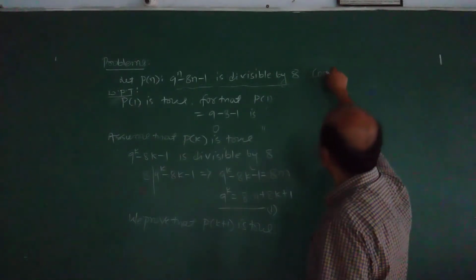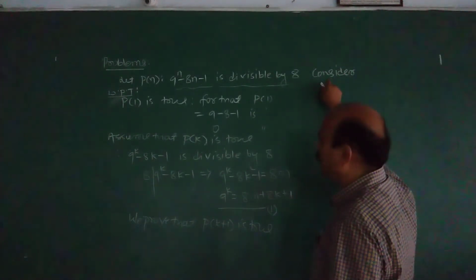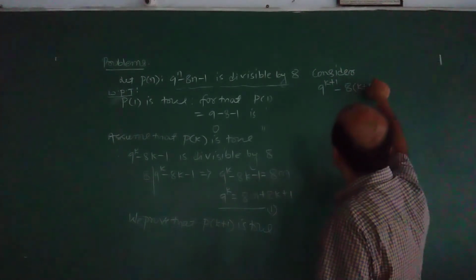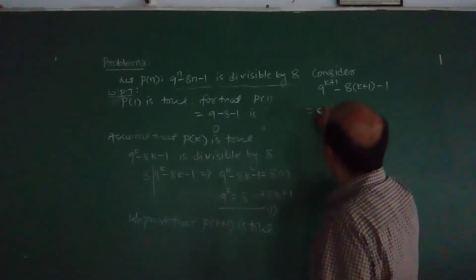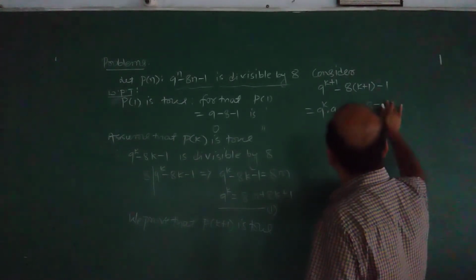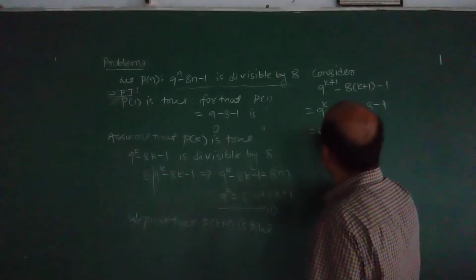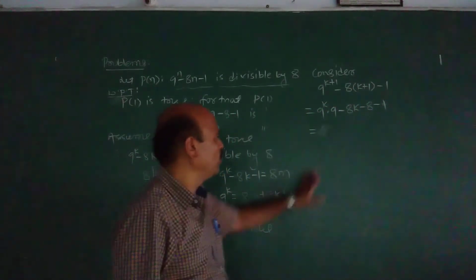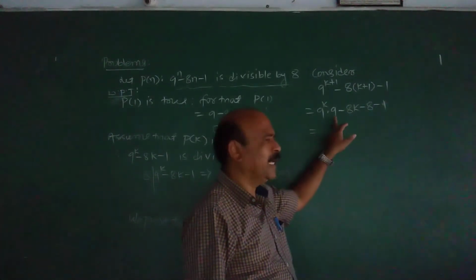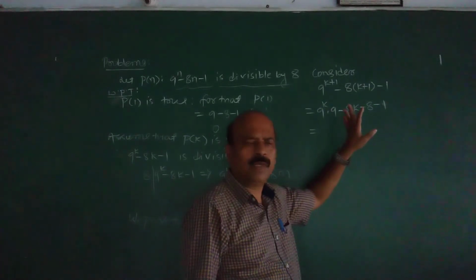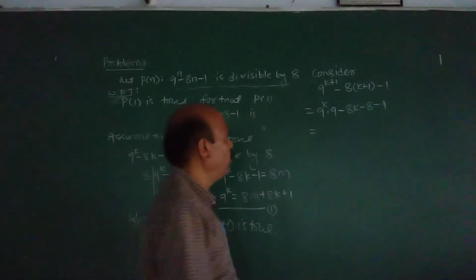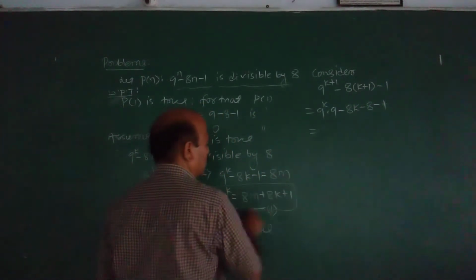So we consider 9 raised to k plus 1 minus 8 into k plus 1 minus 1. It is 9 raised to k into 9 minus 8k minus 8 minus 1. Next step important. What do you have to prove? This is divisible by 8, or it is 8 into some integer. That you have to prove. By the definition of divisibility, you have to prove that this is equal to 8 into some integer. For that, we have to use this because it is our assumption.